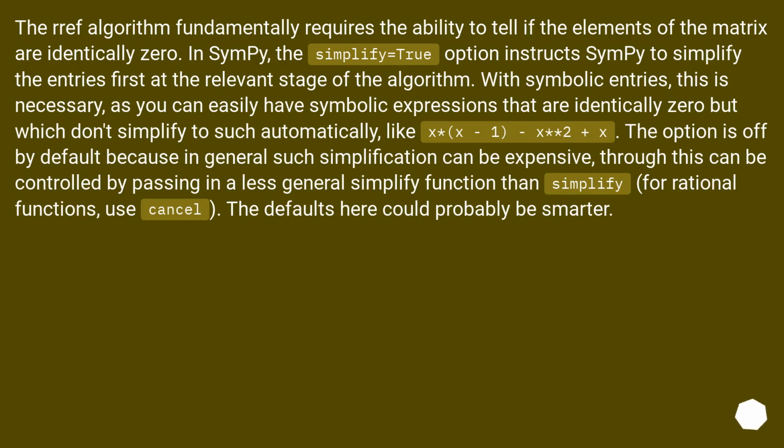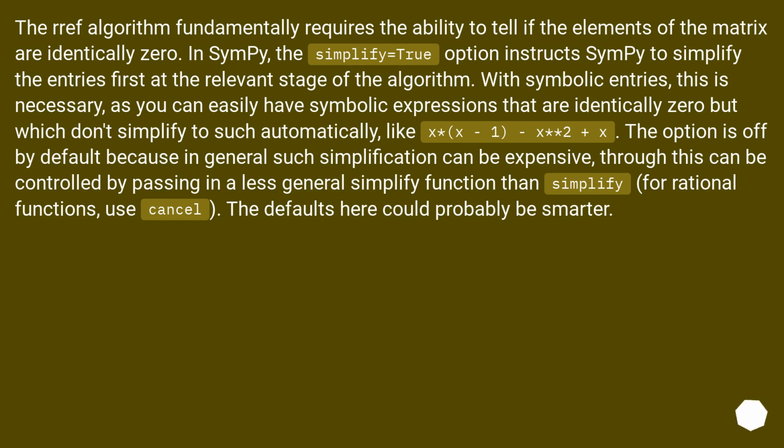The ref algorithm fundamentally requires the ability to tell if the elements of the matrix are identically 0. In SymPy, the simplify equals true option instructs SymPy to simplify the entries first at the relevant stage of the algorithm. With symbolic entries, this is necessary, as you can easily have symbolic expressions that are identically 0 but which don't simplify to such automatically, like x(x+1) - x^2 - x.